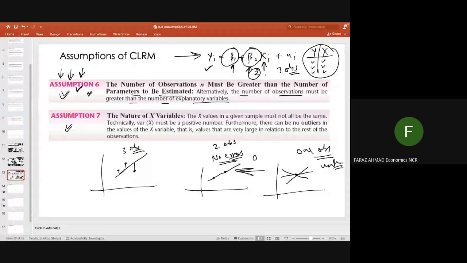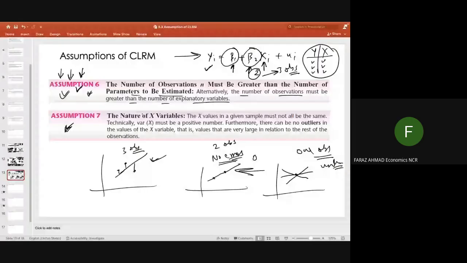Assumption 6 can be taken for granted: n must be greater than the number of parameters to be estimated, which you can see from here. There are 2 parameters to be estimated, beta 1 and beta 2. So if you want observations to be greater than 2, then at least there should be 3 observations, which is clear from this example also.